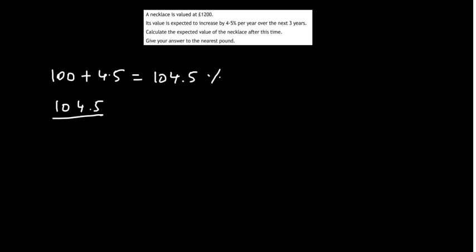Okay, so it's another increase question, so we do 100 plus 4.5. If it was a decrease, it would just be minus 4.5. So 100 plus 4.5 gives 104.5%. And then we just divide that by 100 to get the factor of increase. So that would give 1.045. And then because it's being increased for 3 years, it would just be 1,200 times 1.045 to the power of 3.